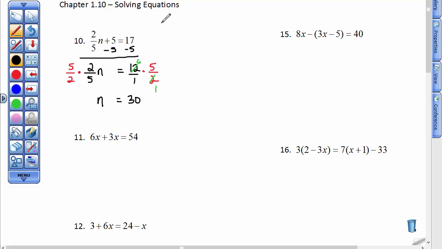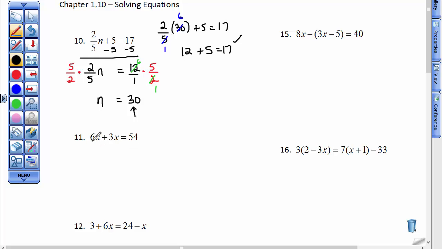Don't forget to check it. I'm not going to finish it all out, but what you do is you take 2/5 times 30, and you'd add 5 to that, and then you want to see if that equals 17. Actually, I can do that pretty fast. 5 goes into here once, into here 6 times. 2 times 6 is 12, and you ask yourself, is 12 plus 5 equal to 17? It sure is, check mark, and so I know I got this problem correct.